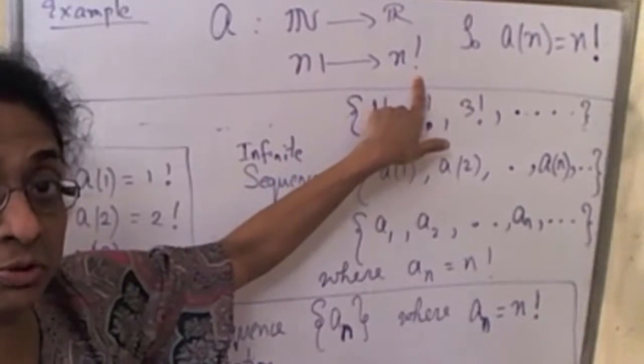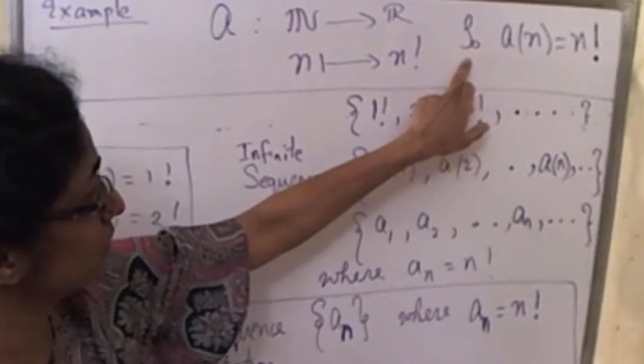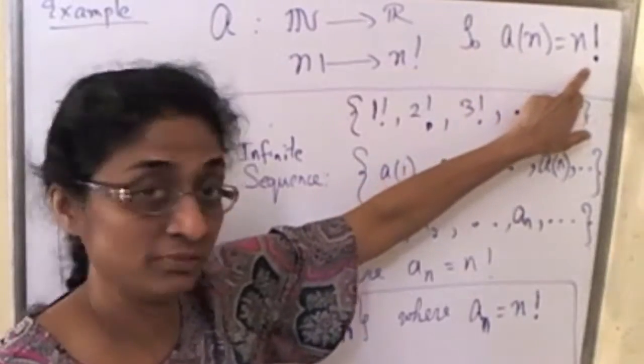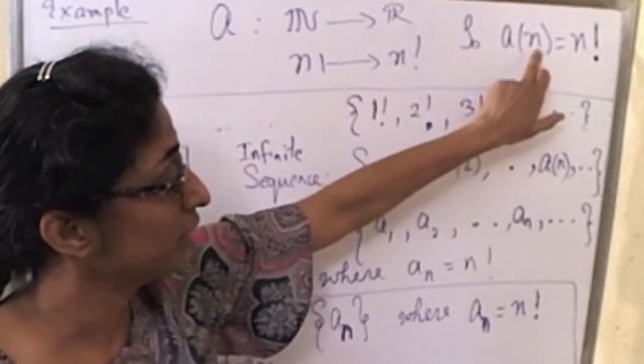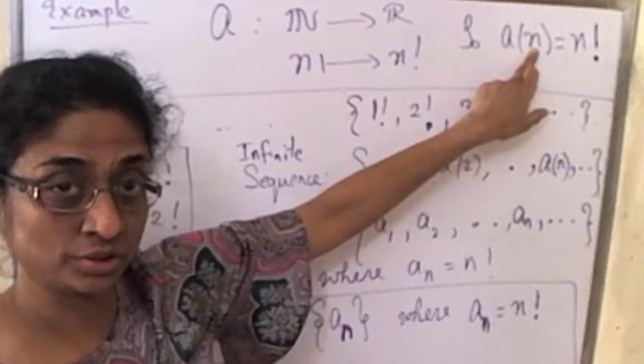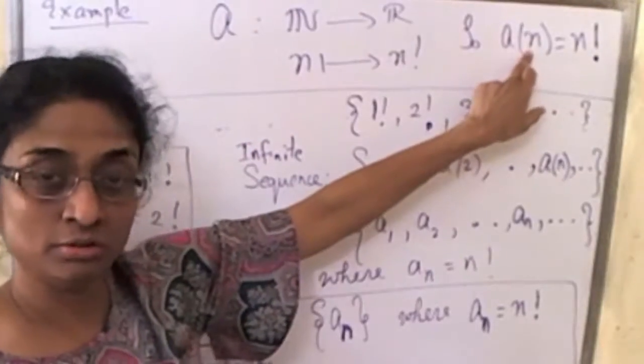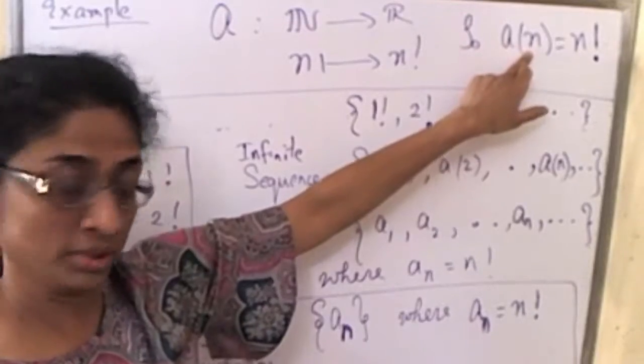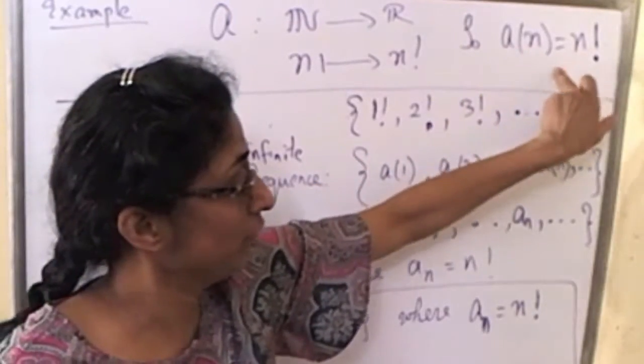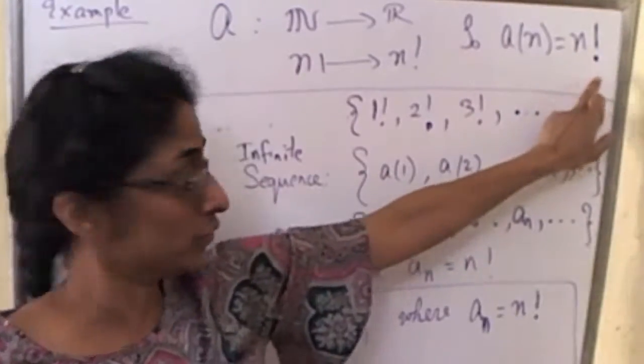So if you're looking for a formula for the function, we can think of this as A of n equals n factorial. And remember, the inputs into the function come from the set, so the inputs can only be 1 or 2 or 3 or 4 and so on. And we know how to calculate the factorial of each of those numbers.